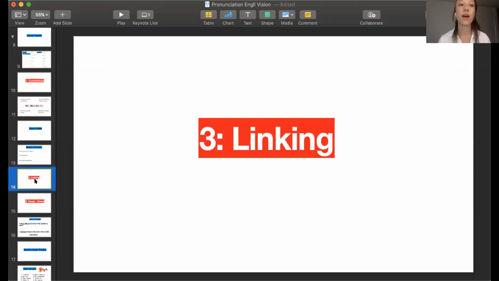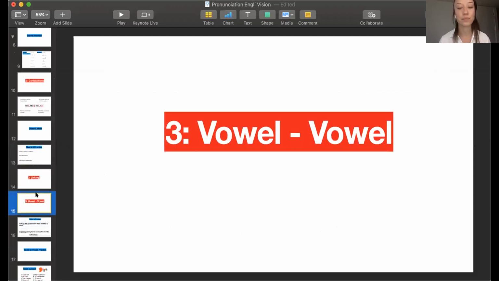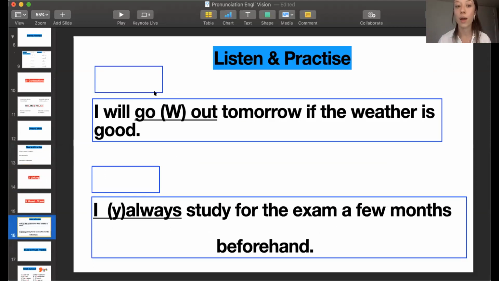Okay, the third feature would be linking. Vowel linking is one type that we have. For example, I will go out tomorrow. We have a vowel sound and a vowel sound. In the middle goes a consonant sound to help us pronounce it. It's difficult to say go out, so to make it smoother and more fluent, go out. Same here: I always study for the exam. I always. We have a yes sound.